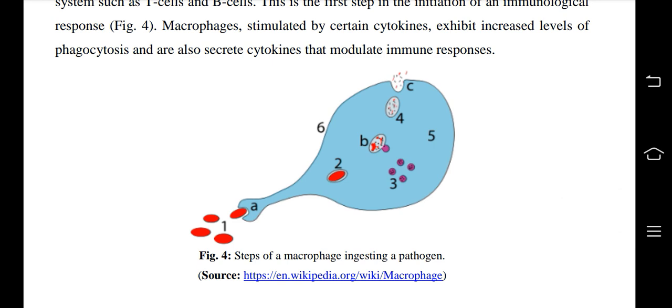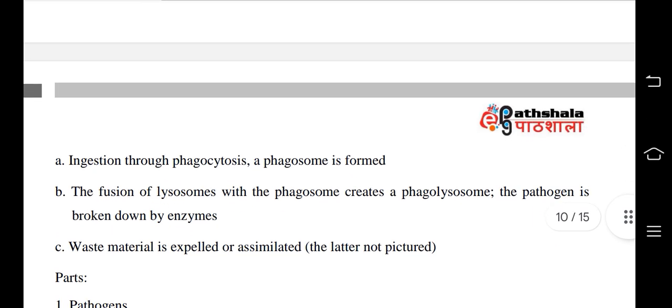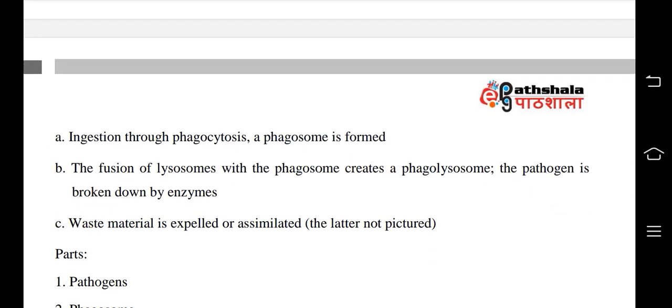Steps of a macrophage ingesting a pathogen. 1, 2, 3, 4, 5. The interpretation is given here.